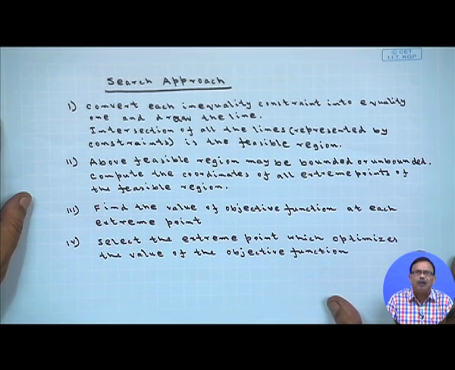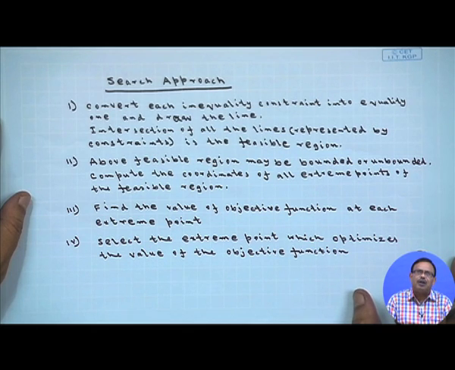Intersection of all the lines will give you the feasible region. As we have told, intersection of these hyperplanes, of these half spaces, will give you the feasible region. So, whenever I am doing the intersection of all these lines, it will give me the feasible region. Above, the feasible region now may be bounded, may not be bounded. Compute the coordinates of all extreme points of the feasible region. So, second step is basically you have to find out the extreme points of the feasible region.